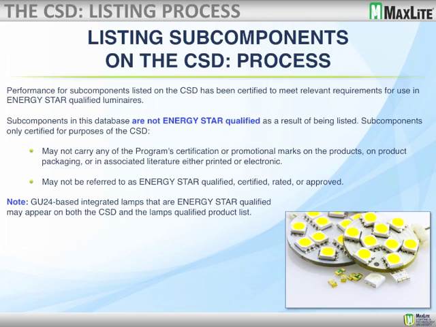Now there's one minor exception here. GU24-based lamps, which have an integral ballast and lamp combination, CFL in general, may also meet the regular Energy Star light bulb spec. So they can be a subcomponent for a manufacturer's residential luminaire, but they also can be sold as an individual bulb. So there are some exceptions where it could be on the CSD list and also on the Energy Star list.